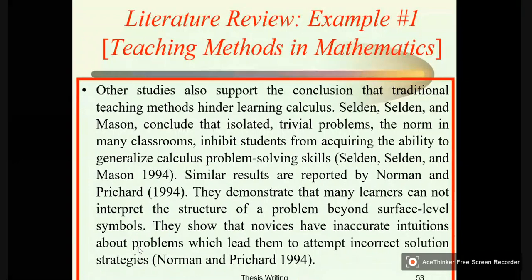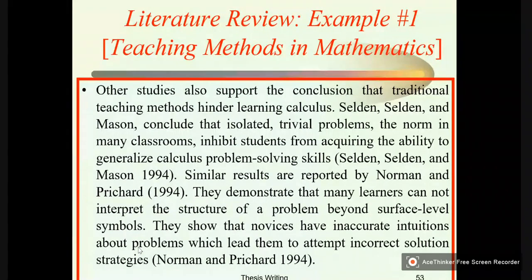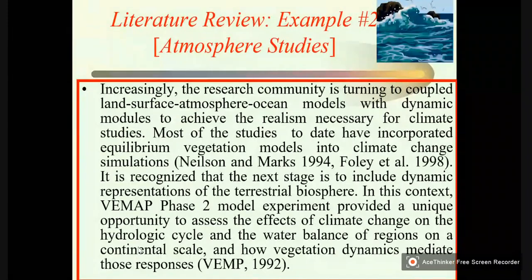They demonstrate that many learners cannot interpret the structure of a problem beyond surface level symbols. They show that novices have inaccurate intuitions about problems which lead them to attempt incorrect solution strategies. There's another one. In fact, this is from my own students' work, I think. No, it's not from somebody else.